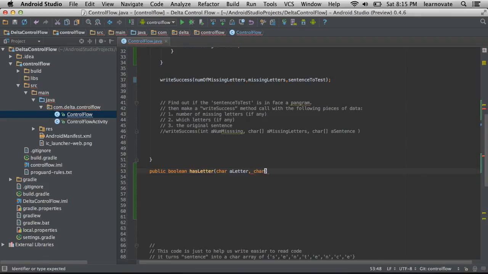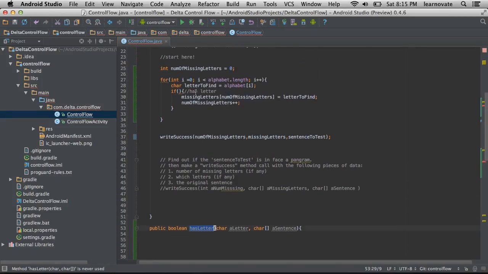So here we have the actual has letter method. I'm trying to figure out, given a sentence and given a letter, does that letter actually exist in that array of characters? Now, when you're writing that method, are you choosing the parameters, or is that something that's already kind of automatic for you?